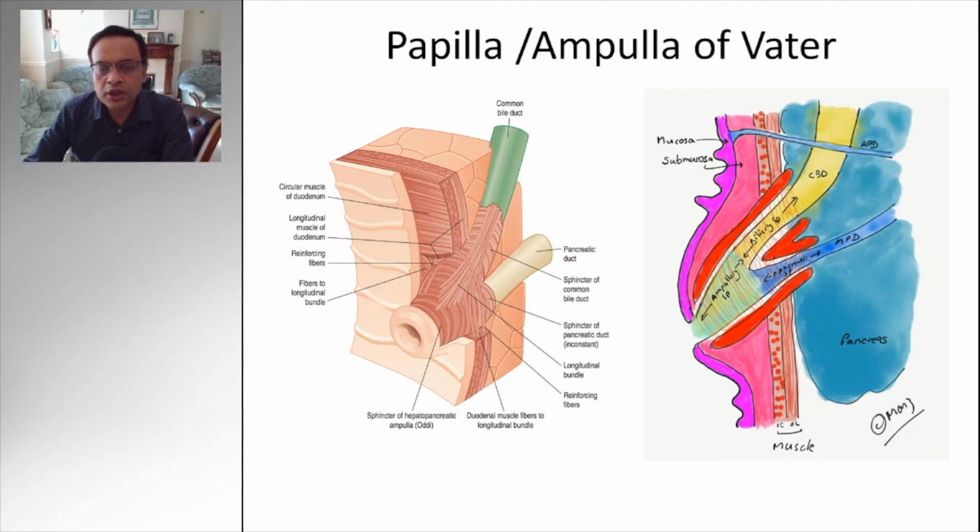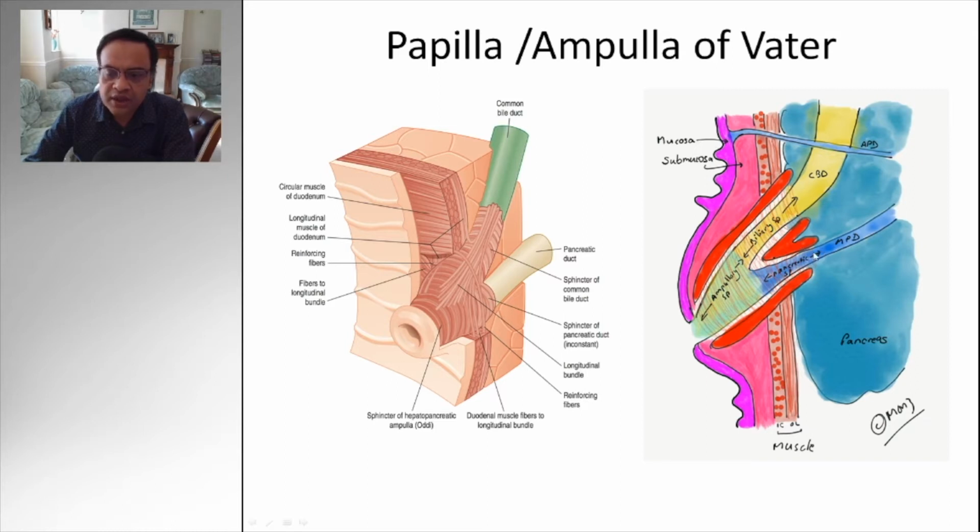Let us first of all look at the anatomy of the papilla and ampulla of Vater. This structure is formed at the union of the common bile duct and the main pancreatic duct and is situated in the second part of the duodenum. If we look at the diagram on the right, we can see that the common bile duct has a vertical trajectory as it approaches the duodenum. In contrast, the main pancreatic duct has a more horizontal trajectory as it approaches the duodenum, and where these two ducts meet, there is a common ampullary channel which then opens into the lumen of the duodenum.